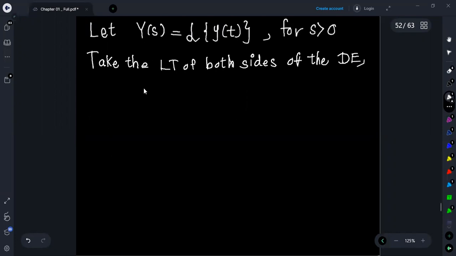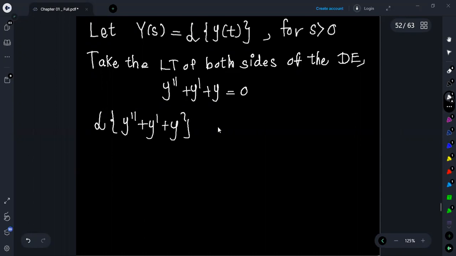So our differential equation is y double prime plus y prime plus y equals 0. Let's take the Laplace transform of both sides. This is the Laplace transform of y double prime plus y prime plus y, and here the Laplace transform of 0.